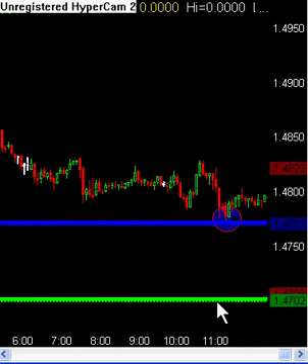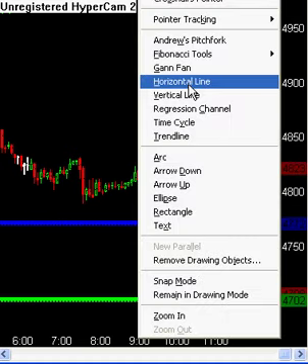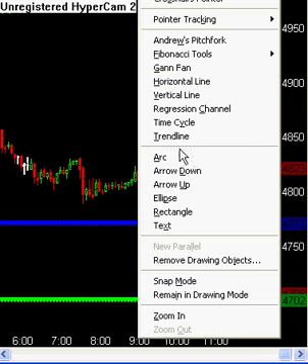Okay, here's my other institutional level. If we would have broke that and I would have looked to take it short like this, if it did break and did not give me a buy on the 1 minute, then I would have done this.